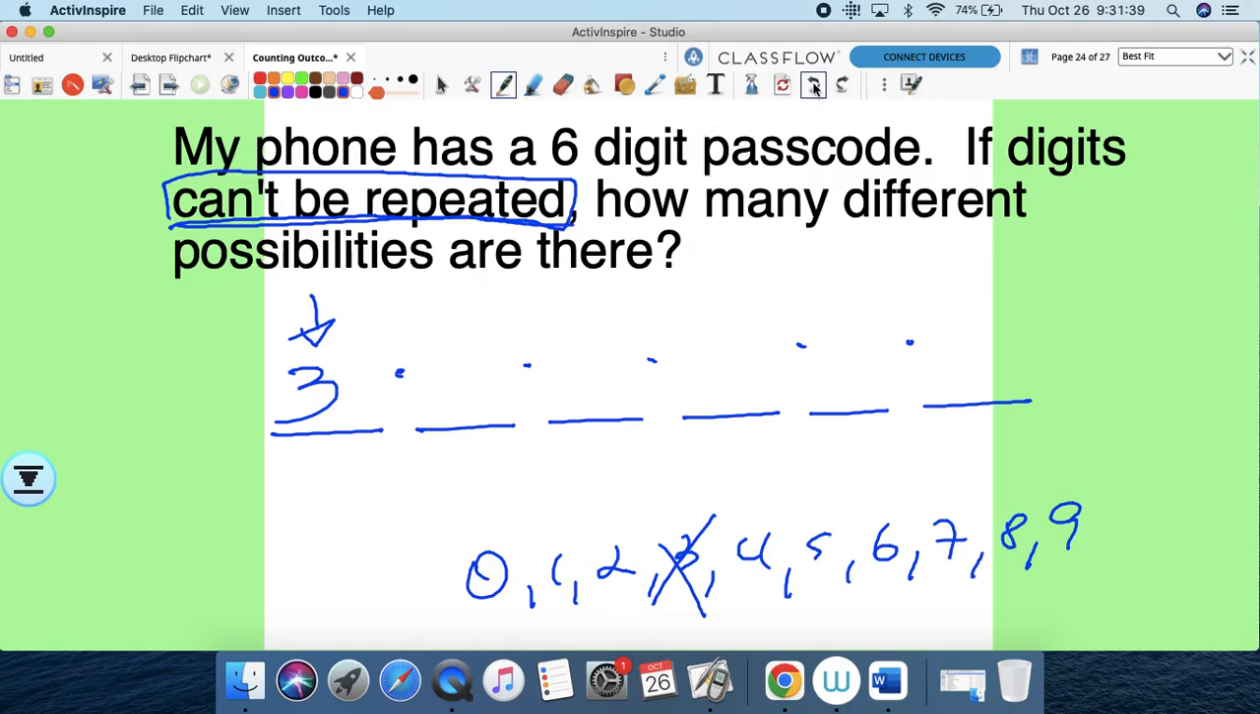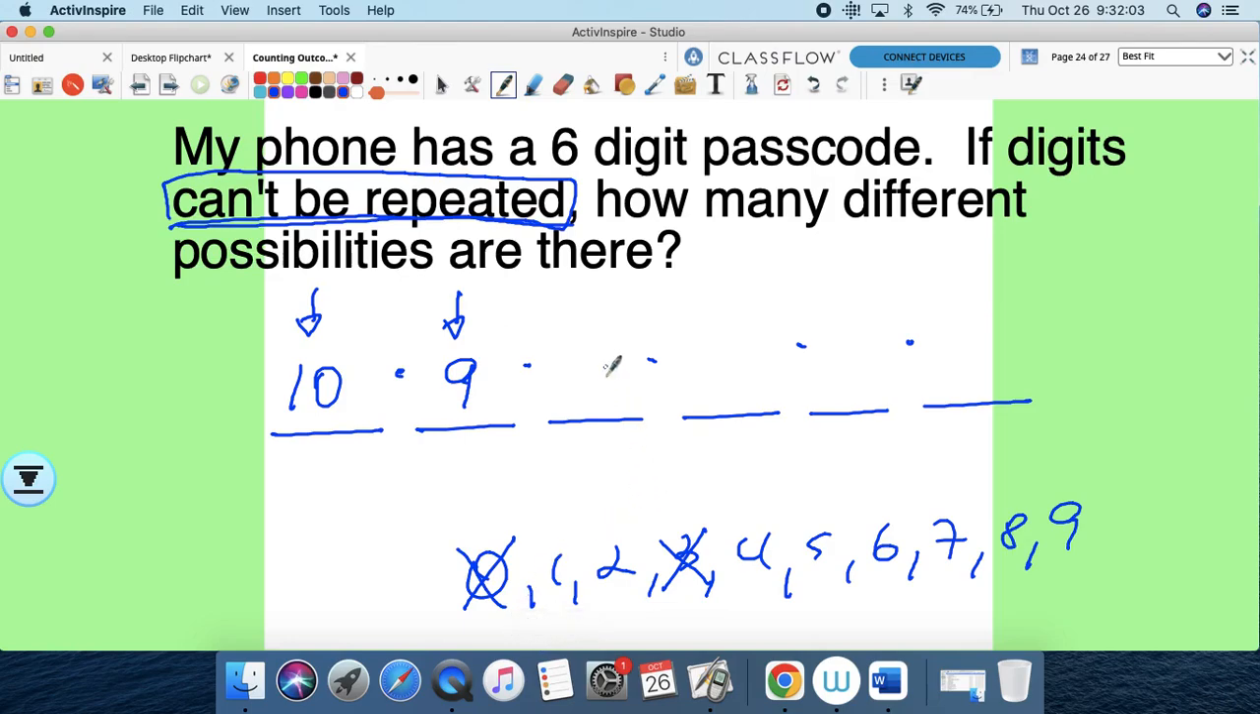So let me go back to this because what I meant to put over here, how many different digits can I put in here? Well, I have 10 different digits. If I use a number 3, I can't use it anymore. So when I go to this spot, how many choices do I have? I have 1, 2, 3, 4, 5, 6, 7, 8, 9. I have 9 choices.